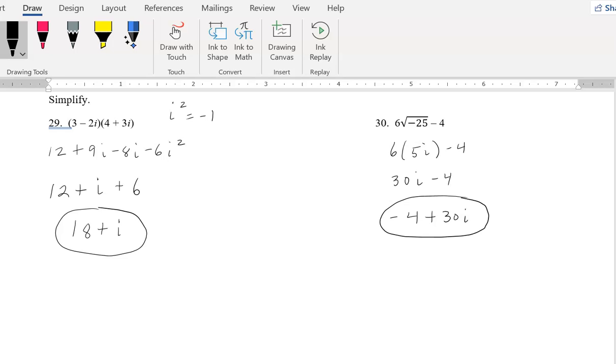And that's it. That is the conclusion to this review sheet, and I hope this helps you as you prepare for your test. If you have any questions, let me know.